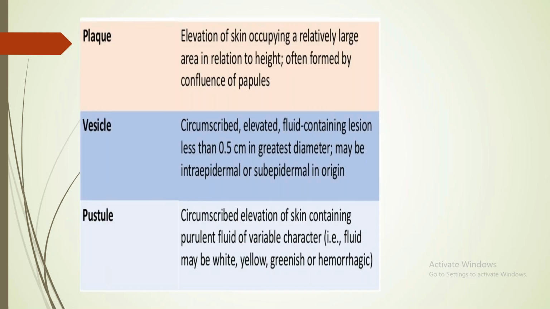Now coming to the plaques. Plaques are small papules that combine together and form a large area, which is called a plaque. And then there are vesicles, which are fluid-filled lesions around 0.5 centimeter in diameter. Vesicles and pustules: the main differentiating point is that in a pustule you have an infection. So there can be a yellowish, greenish fluid inside your lesion. Then it is called a pustule. Otherwise, if there is a clear fluid, it is a vesicle.